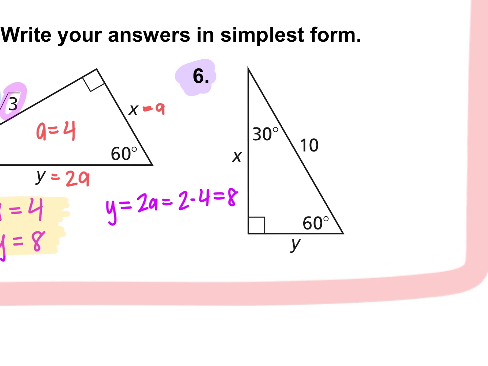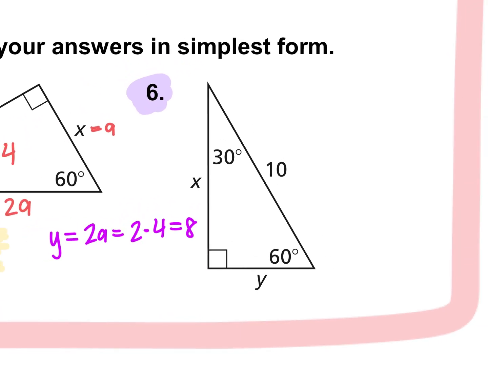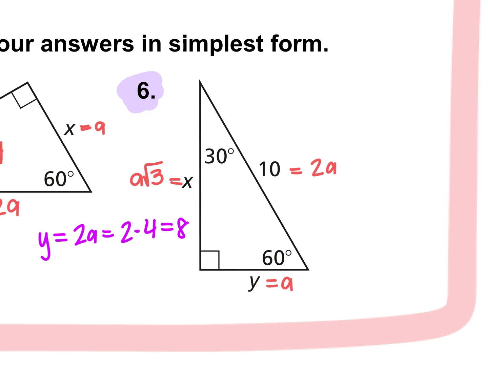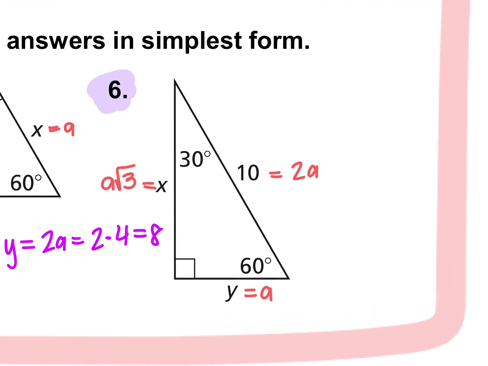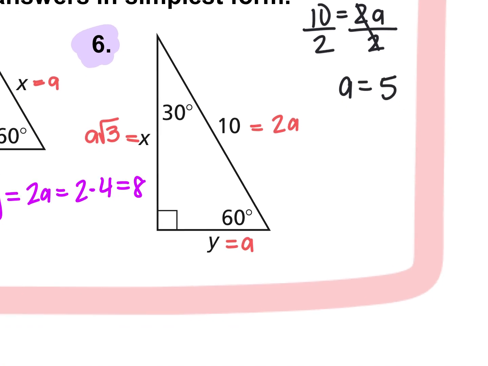All right, and looking at number 6, again, label, label, label. Here's A, 2A, A radical 3. Do I know what A equals? No. Now I have to solve for A. So looking at this question, if 10 equals 2A, how would I solve for A? What do I have to do? Good, I need to get that A by itself. So in order for me to get rid of my 2, I have to divide. A is going to equal what? 5.